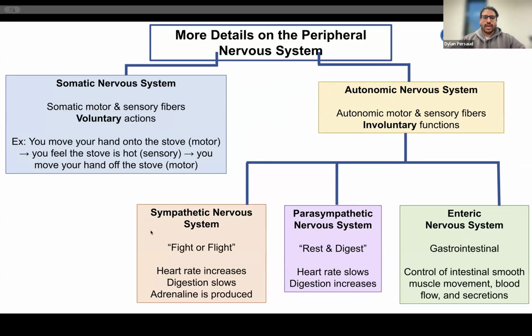So again, like I said, we have fight or flight for sympathetic. So heart rate increases, we can slow digestion, we produce adrenaline so that we can run away from a threat or fight a threat. Our parasympathetic nervous system is our rest and digest, so kind of the opposite of sympathetic. And then we also have another division called our enteric nervous system, which is basically the part that controls our GI tract, that controls movement of the smooth muscle of your GI tract to kind of promote digestion.